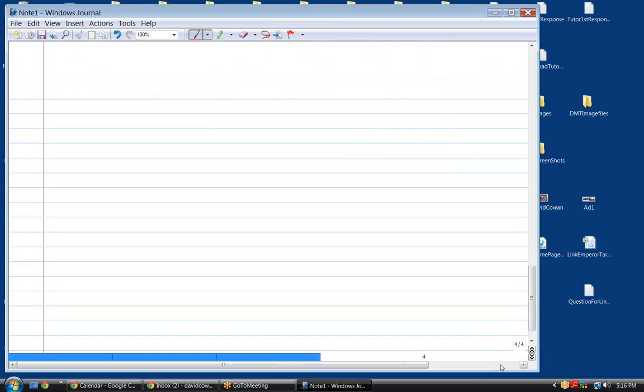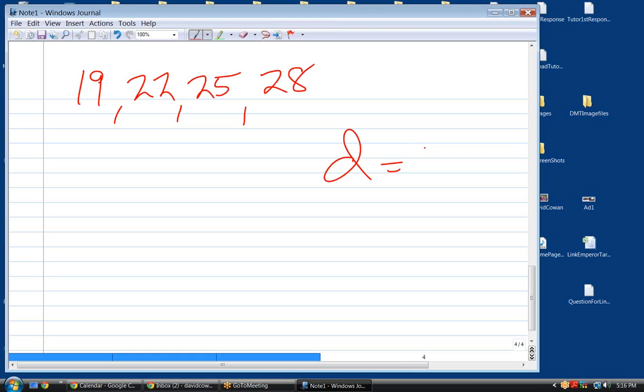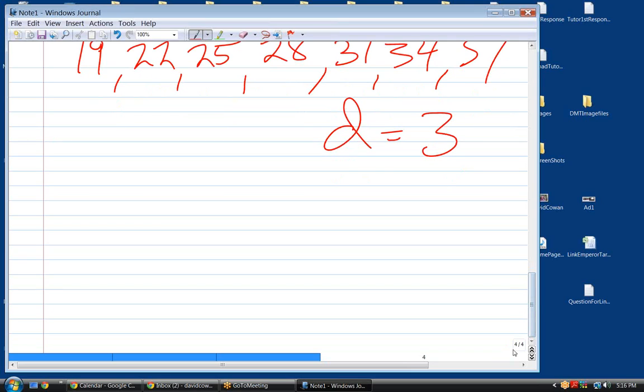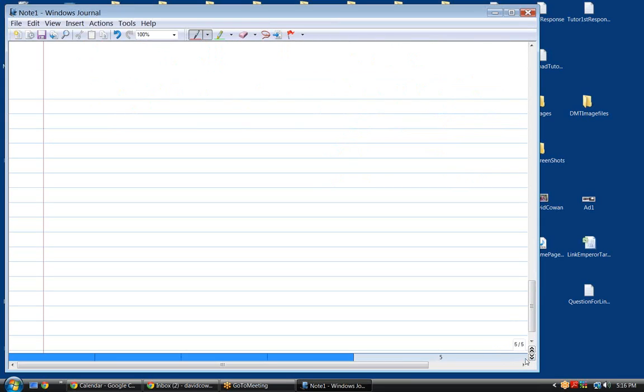Alright, so now it says write the next three terms of the arithmetic sequence. Same thing. So 19, 22, 25, 28. And it'd be D equals 3. The next three terms? 31, 34, 37. Okay. Let's jump ahead to problems that you don't know how to do, because you know how to do these. Or let's jump ahead to the next type of problem.